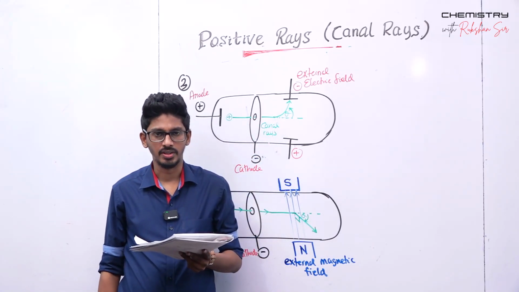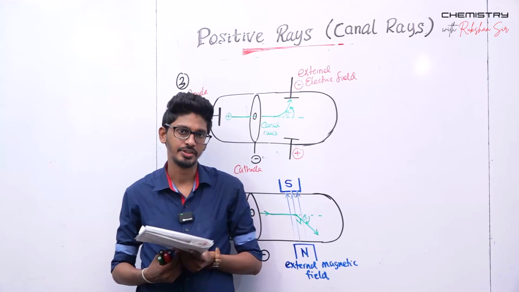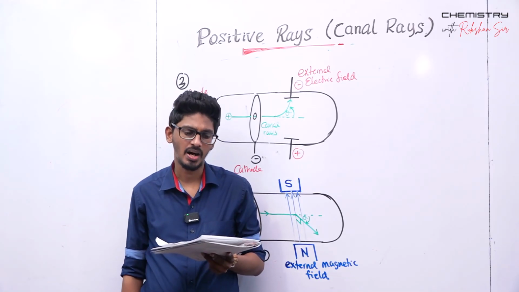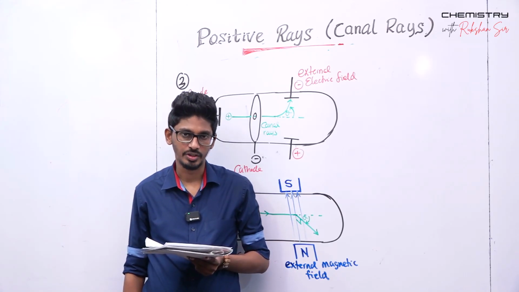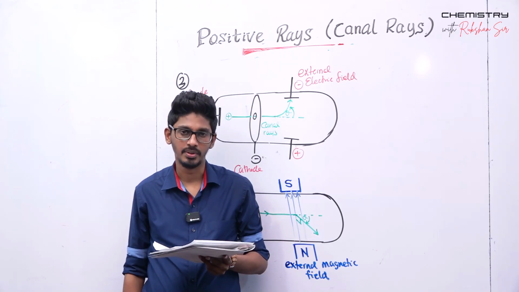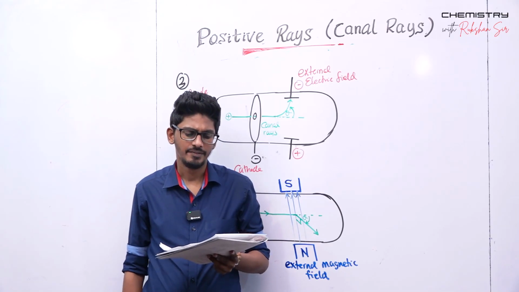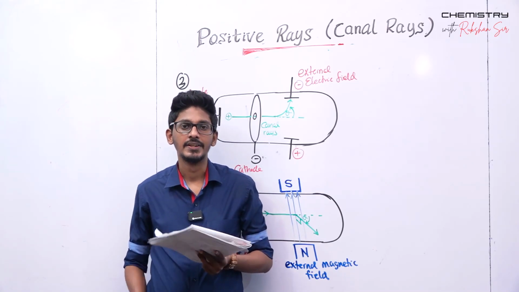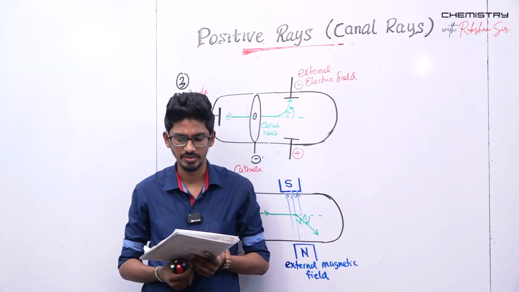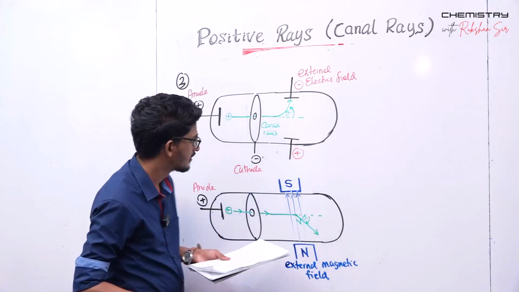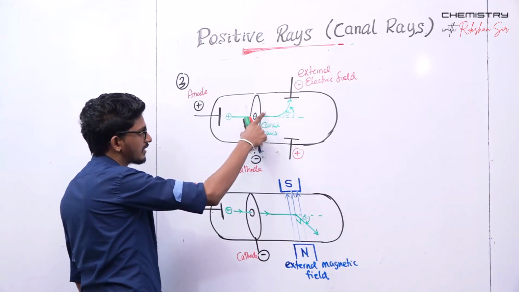When an electric field is applied in the path of the rays, put a comma and write, they are, write it in red color, deflected towards the negative plate. They are deflected towards the negative plate.